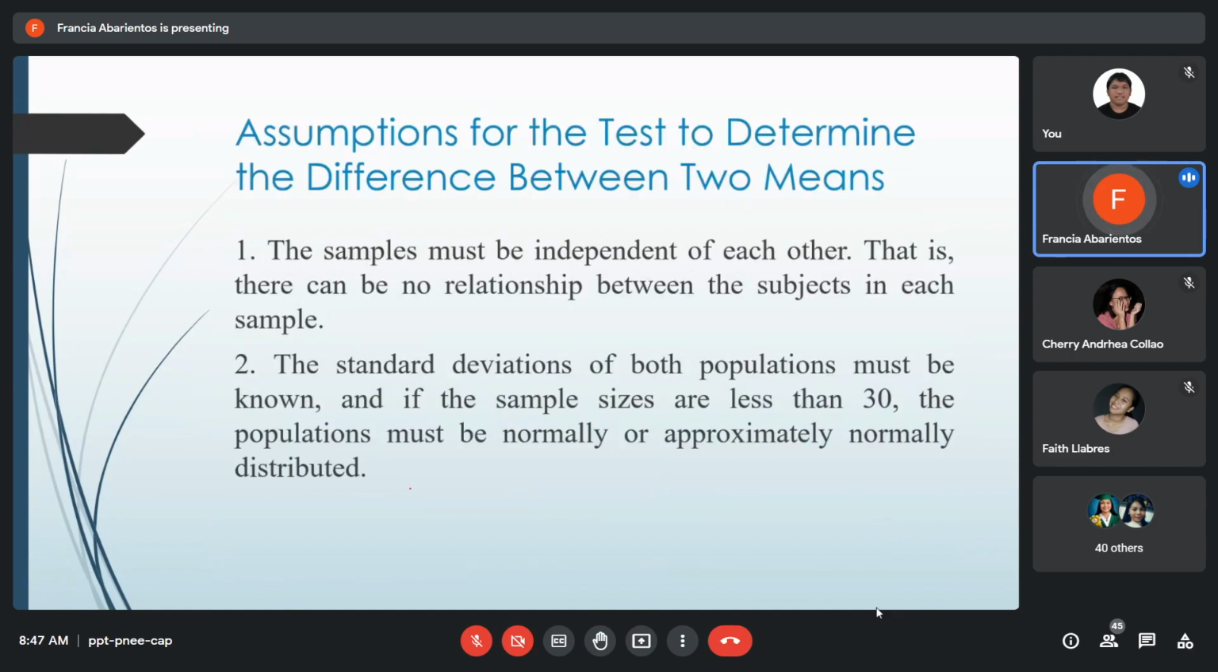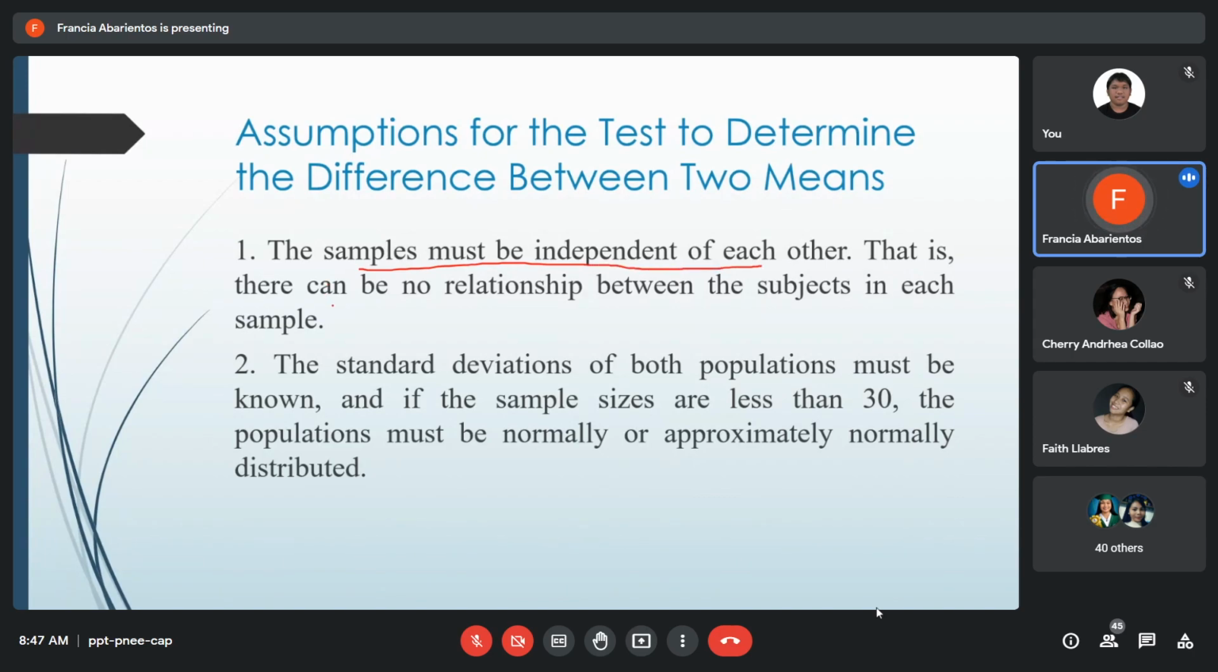So what are the assumptions for the test to determine the difference between two means? Take note of the assumptions that need to be considered. First, the samples must be independent of each other.